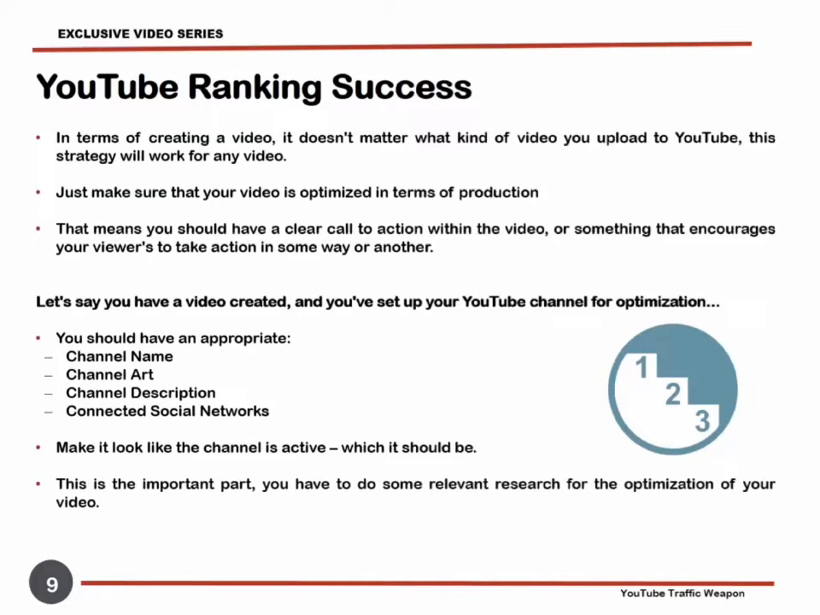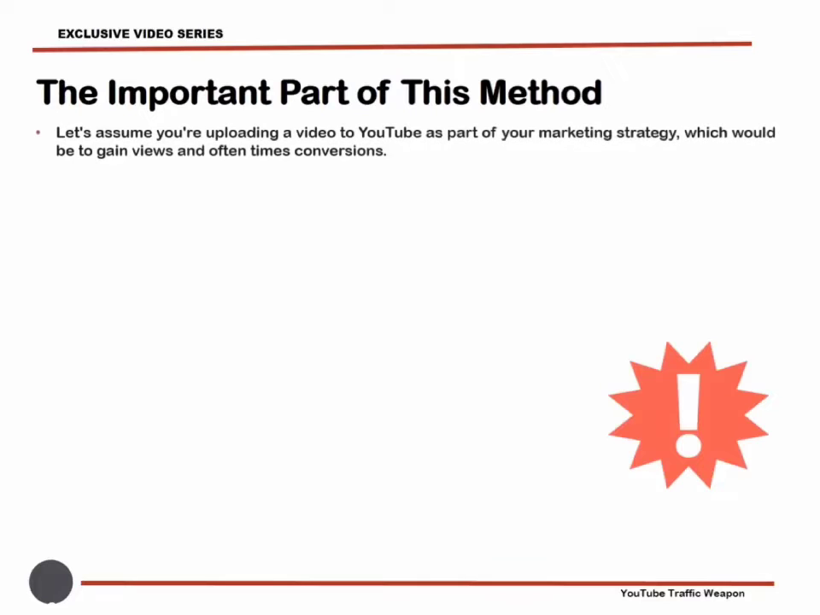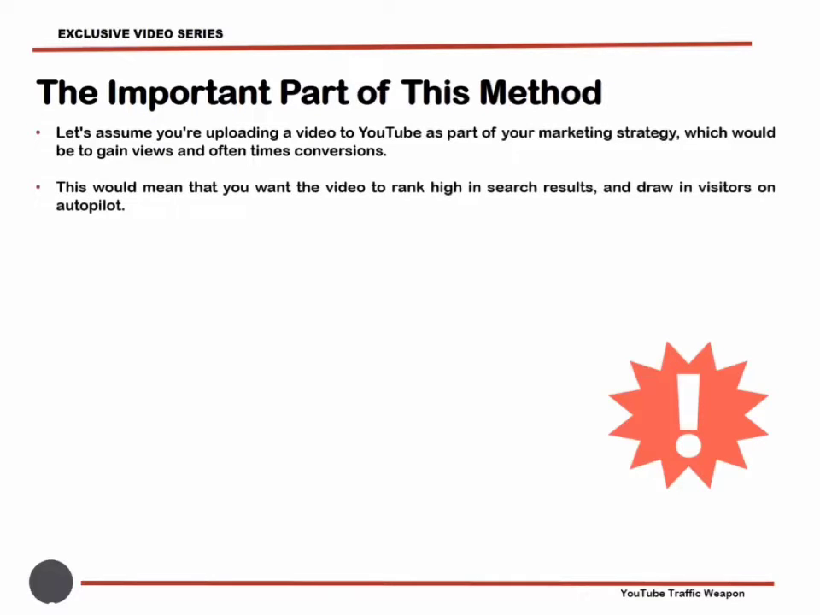Now, this is the important part. You have to do some relevant research for the optimization of your video. Let's assume you're uploading a video to YouTube as a part of your marketing strategy, which would be to gain views and oftentimes conversions. This would mean that you want the video to rank high in the search results and draw in unique visitors on autopilot. After all, that's one of the biggest benefits of video marketing as a whole when it comes to the internet.